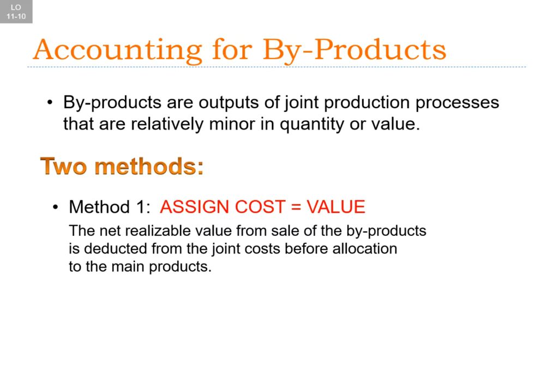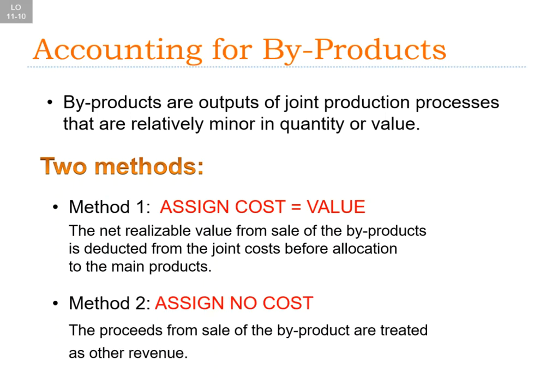There are really two methods for allocating costs to byproducts. The first method assigns a cost equal to the byproduct's value. In this case, the net realizable value from the sale of the byproduct is deducted from our joint cost before we allocate any cost to our main products. And of course, when we sell the byproduct, we will realize no profit as its relative sales value equals the cost we've assigned to it.